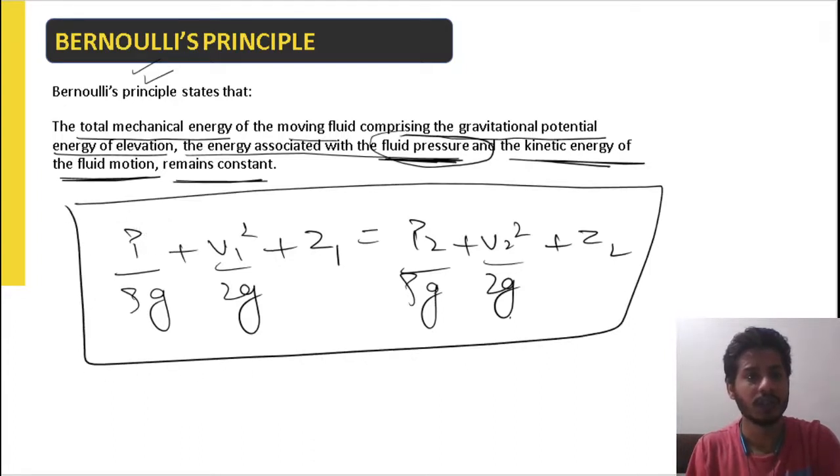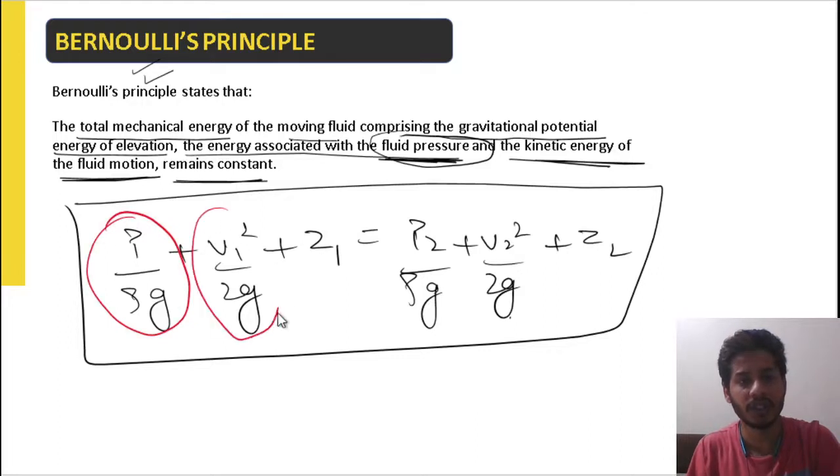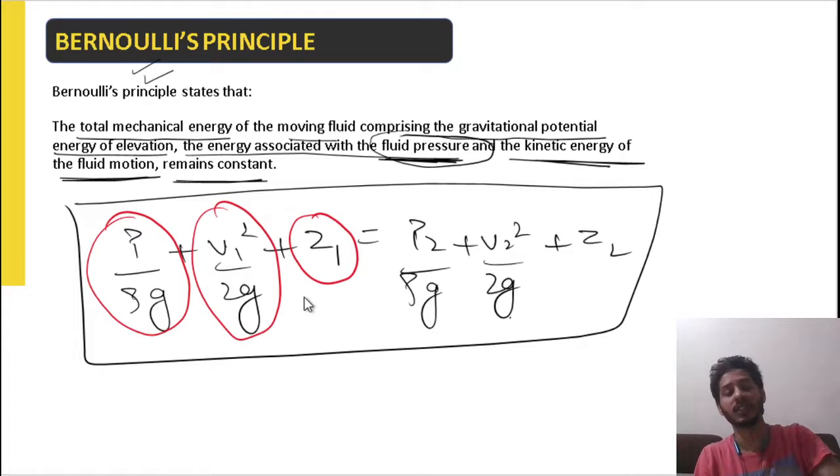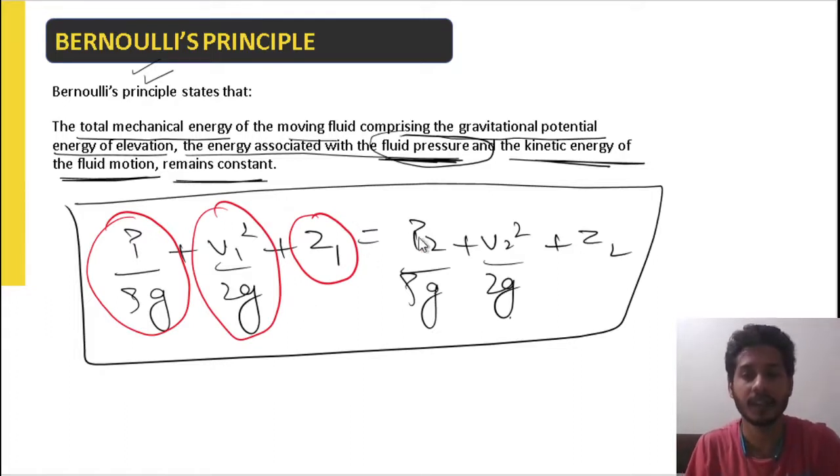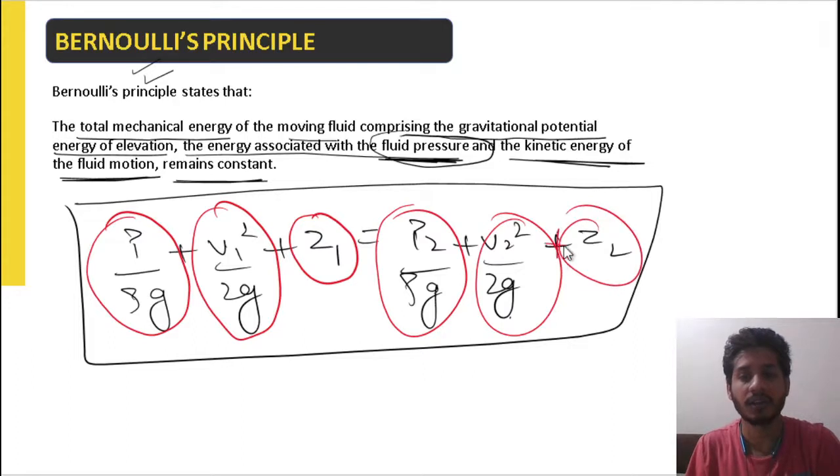This is basically the pressure energy, this is the kinetic energy, and this is the energy associated with the potential energy, that is the head, the datum head. Again, the same thing, and this is basically the Bernoulli equation. You need to remember this in this form only. Now we will be deriving the Bernoulli equation.